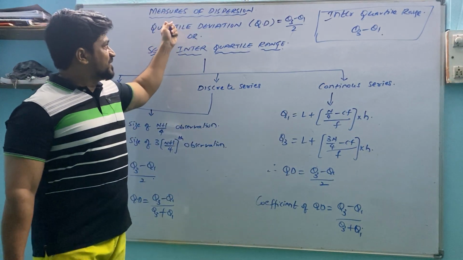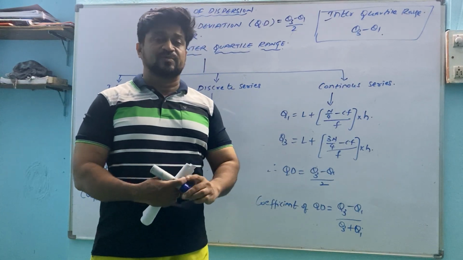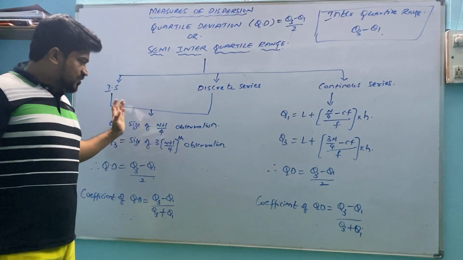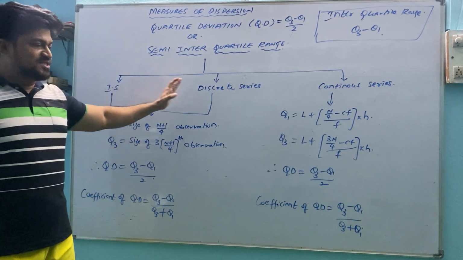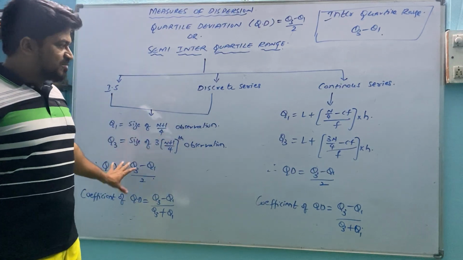To learn the second topic of dispersion, quartile deviation, you have to be perfect in the previous unit. If you are not perfect, you can learn it now. Individual series and discrete series use the same formula. The procedure is different, but the formula is the same.